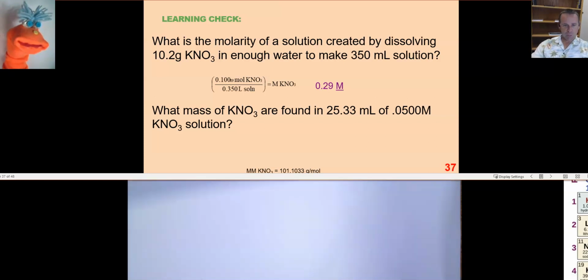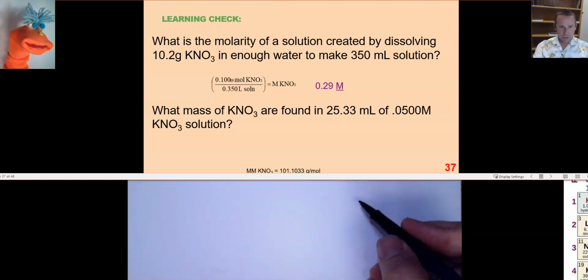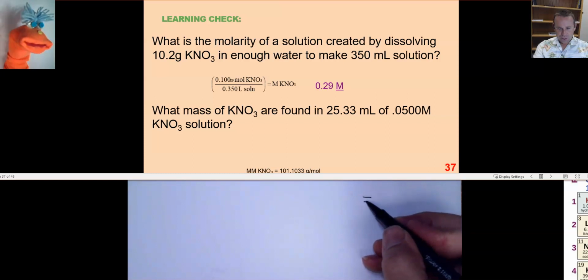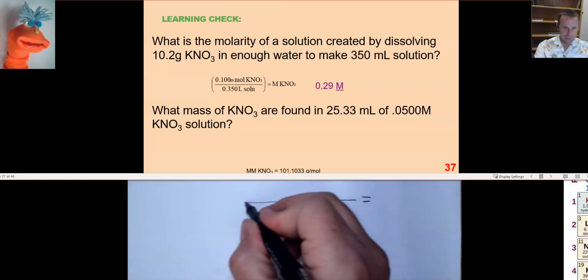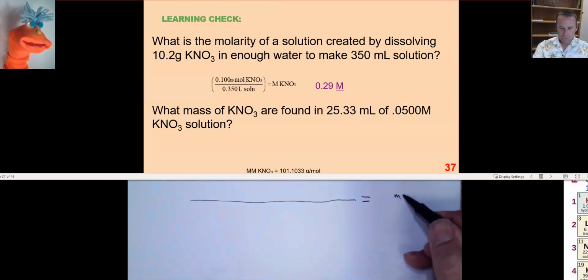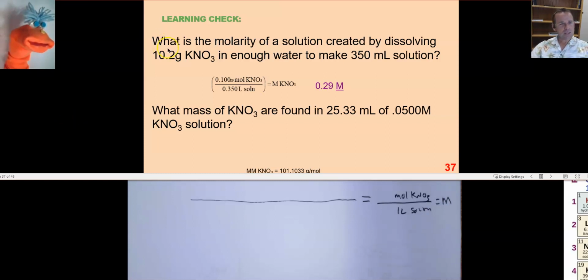Now let me show you a different way that we could think about this one. And this is the preferred way to answer this problem. What we're going to do here is say that I want the units I'm after, and the units I'm after here are moles of KNO3 for every 1 liter of solution, which is molarity. So they asked us what's the molarity, big M, and big M is moles of solute per liter of solution. I identified that that was the solute.